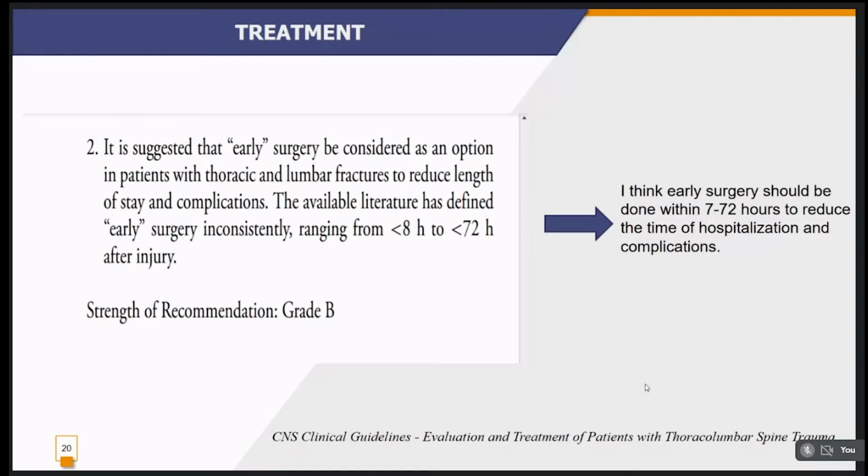And according to the CNS clinical guideline, it is suggested that early surgery be considered as an option in patients with thoracic and lumbar fracture to reduce length of stay and complications. The available literature has defined early surgery inconsistently, ranging from 8 hours to under 72 hours after injury. So I think early surgery should be done to reduce the time of hospitalization and the complications.